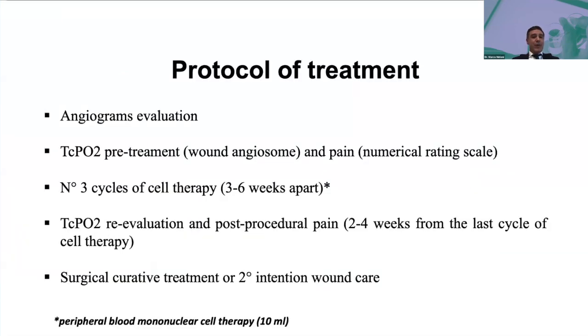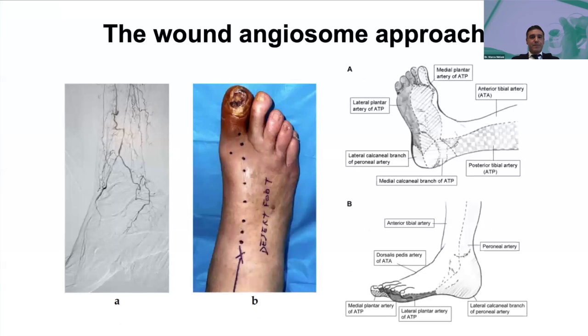All patients received an evaluation of local oxygen perfusion before the injection of autologous cell therapy and after the final treatment. Also, pain was evaluated using the numerical rating scale before the treatment and after the last treatment. All patients received 3 cycles of cell therapy treatment, more or less every 3 weeks. And after the treatment, according to each clinical condition, patients were treated by a surgical curative approach, secondary intention wound care, or conservative therapy, or major amputation if there was no space for limb salvage.